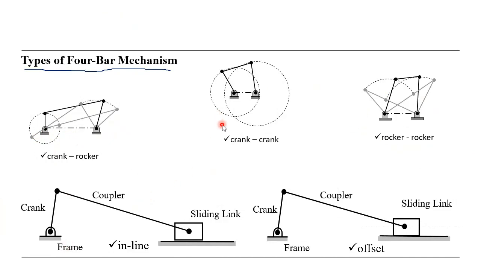Another mechanism is, instead of the follower, we create a sliding link like this here. Then we have what we call the crank slider mechanism. This crank slider mechanism is very famous. We use it in the internal combustion engine. All internal combustion engines have this mechanism.